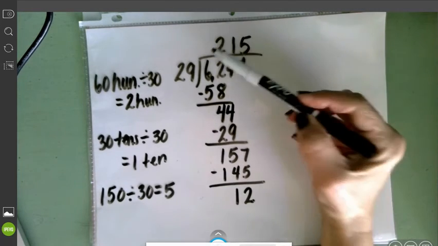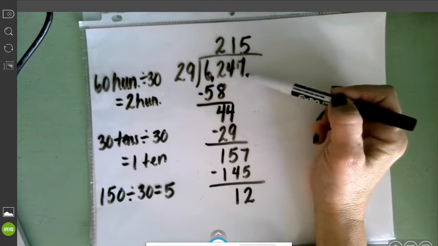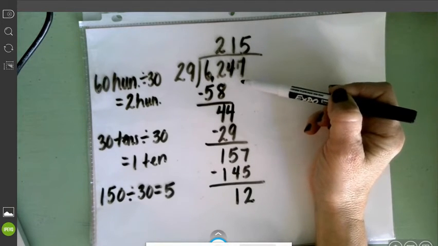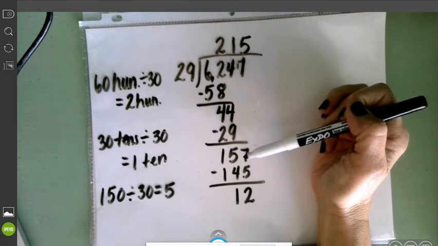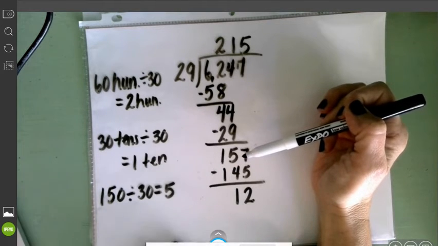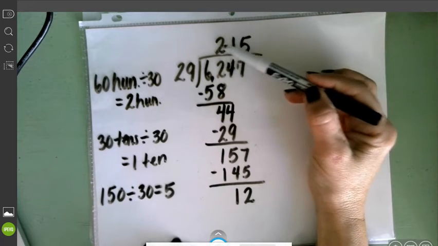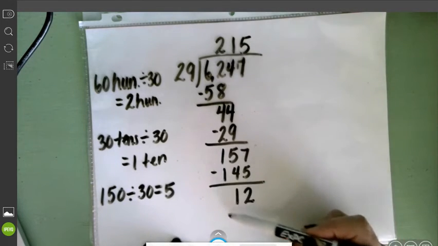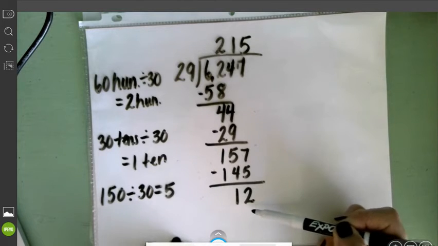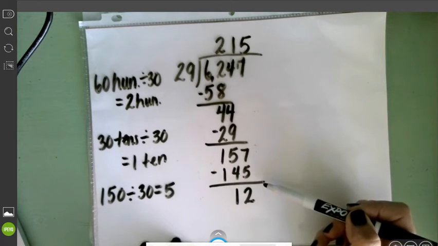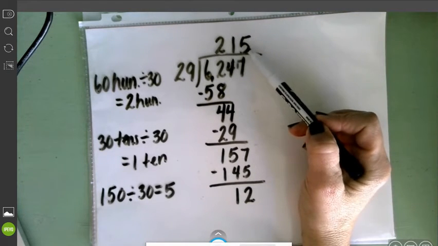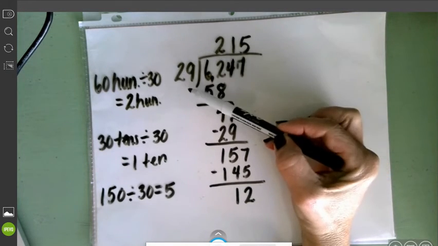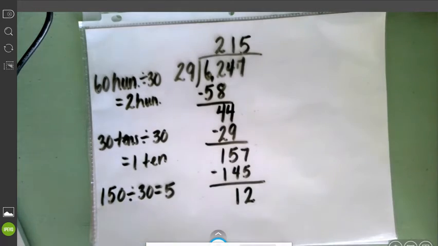6,247, and let's give this an object. Let's say I had $6,247 and I was dividing it with 29 people. How much would every person get? Every person would get $215. What would these $12 be here? That's right. These would be the $12 that are left over. So let's think, does this make sense? Could you possibly have 215, 29 times to make 6,247?